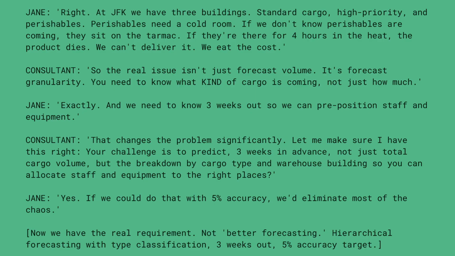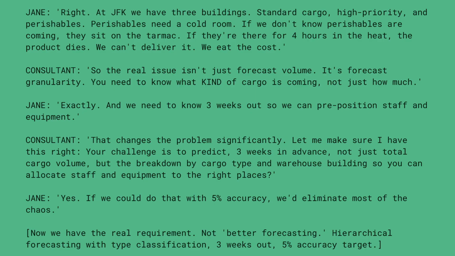Let me make sure I have this right. Your challenge is to predict 3 weeks in advance, not just total cargo volume, but the breakdown by cargo type and warehouse building so you can allocate staff and equipment to the right places. Jane says, yes, if we could do that with 5% accuracy, we would eliminate most of the chaos. Now we have the real requirement, not better forecasting. Hierarchical forecasting with type classification, 3 weeks out, 5% accuracy target.